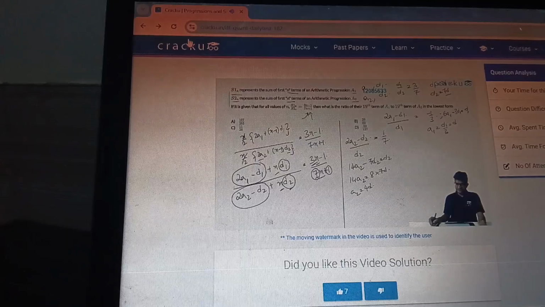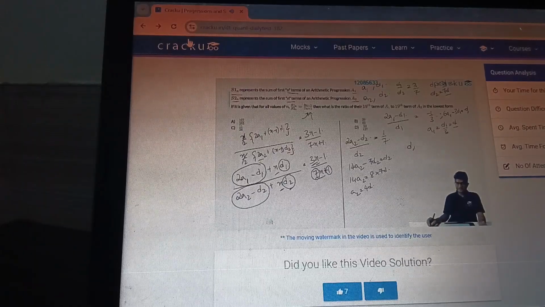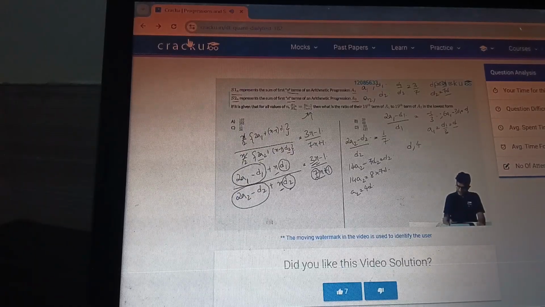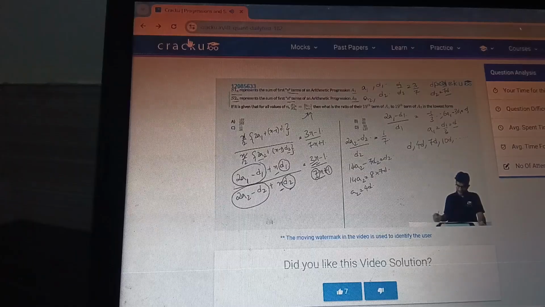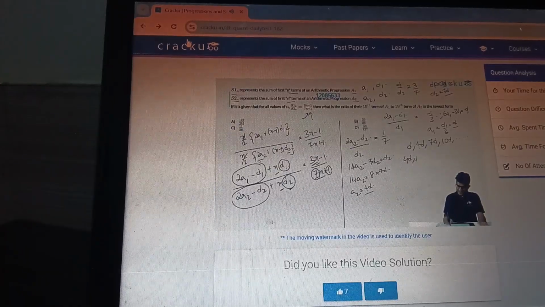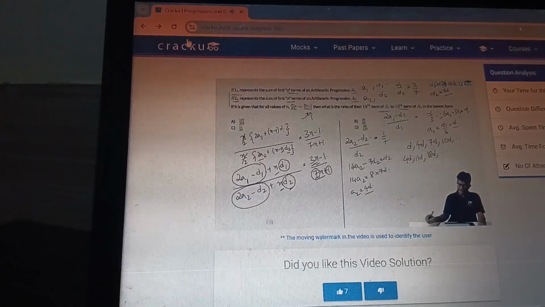So if you're looking at the terms, in the first arithmetic progression, the first term is d and the common difference is 3d. So the first term will be d, the second term will be 4d, the third term will be 7d, next will be 10d, and so on. For the second arithmetic progression, the first term is 4d and the common difference is 7d. So the first term will be 4d, the second term will be 11d, the third term will be 18d, and so on till infinity. What we are required to calculate is the ratio of the 19th term of A1 and the 19th term of A2.